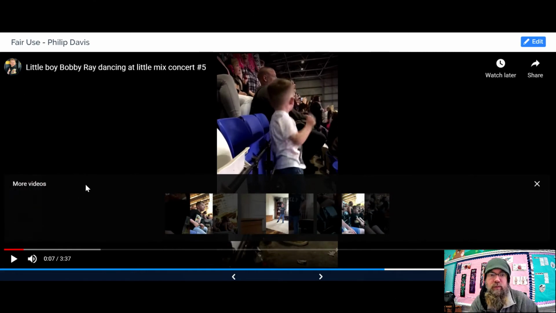In this example, we have a boy dancing at a concert and the song is playing in the background. They're not purposely trying to use the song as the point of the video. The point is the boy is dancing to the music and the music just happens to incidentally be playing in the background.